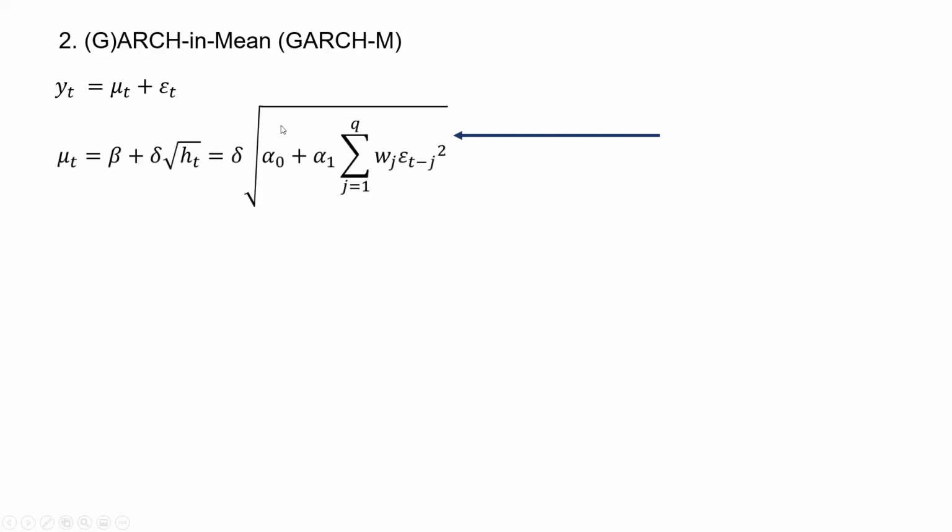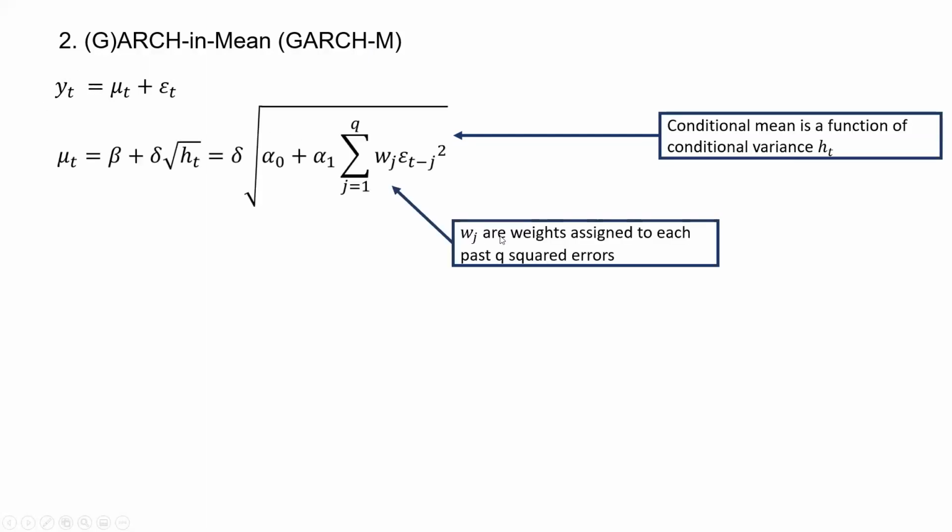Now, we're going to move to the second model that we're going to learn today, which is called the GARCHM model. This model will put the GARCH term into the mean estimation. So let me just get all of these messages now. Now the conditional mean, which is this mu, is a function of the conditional variance.